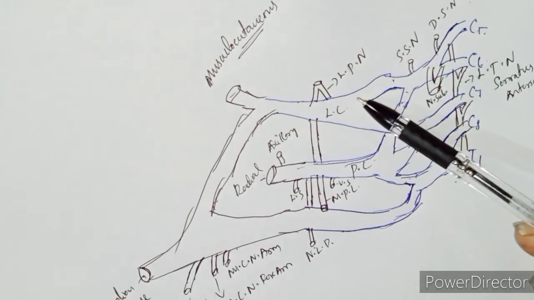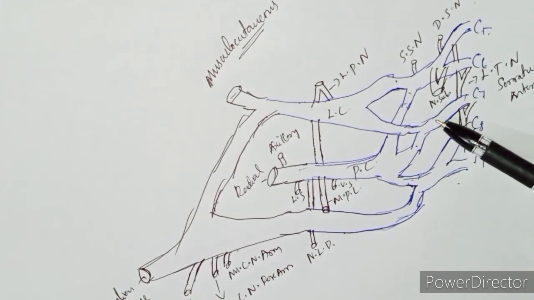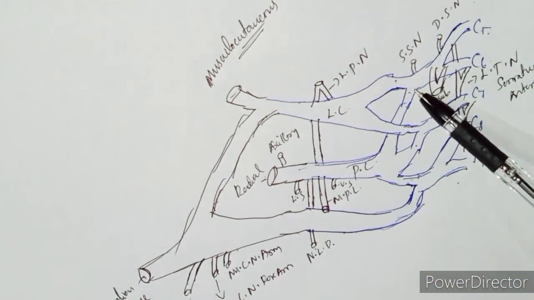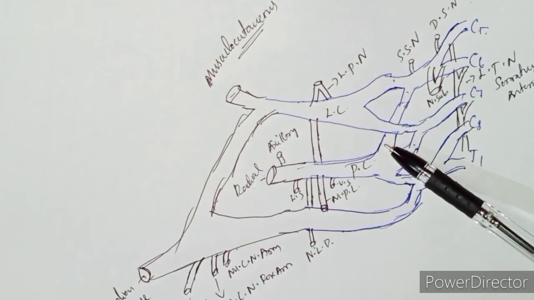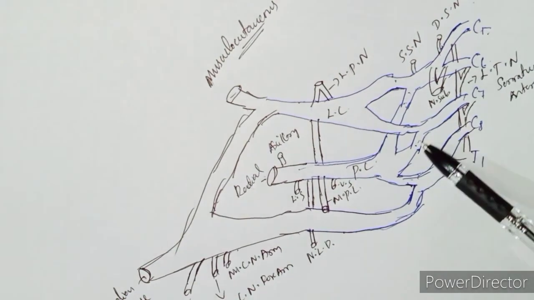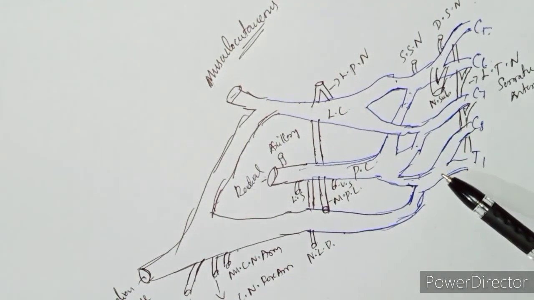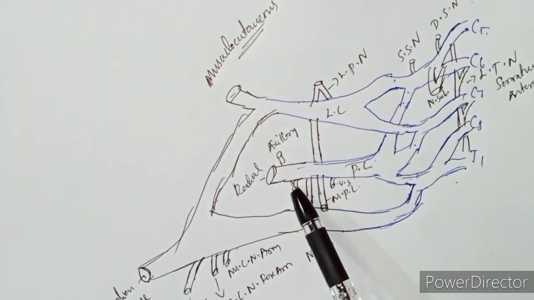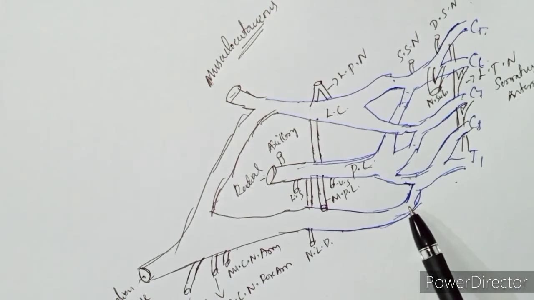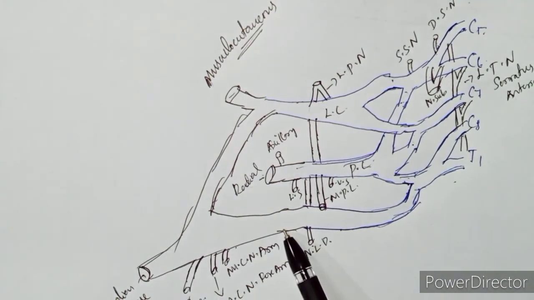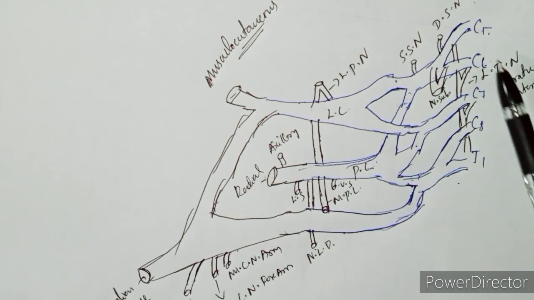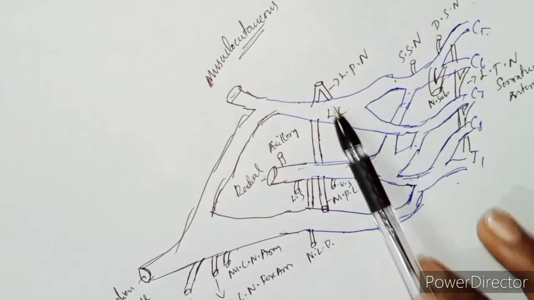The upper trunk anterior division and the middle trunk anterior division are going to form the lateral cord. Then the upper trunk posterior division, the middle trunk posterior division and the lower trunk posterior division unite to form the posterior cord. Then the anterior division of the lower trunk alone is going to form the medial cord. Okay, we have seen roots, trunks, divisions, cords.